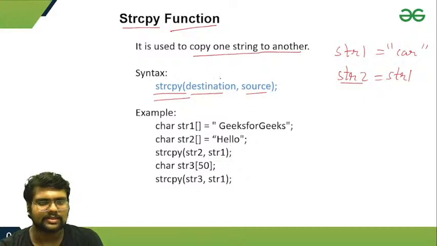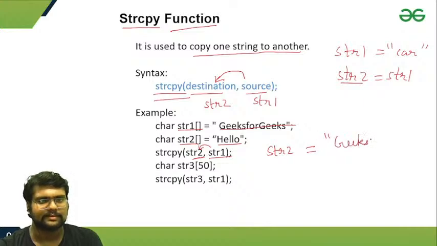So from source it will copy to destination. Here I have to put str1 and here I have to put str2. str1 is GeeksforGeeks, str2 is hello. I want to copy GeeksforGeeks to str2, so after this str2 will be GeeksforGeeks.